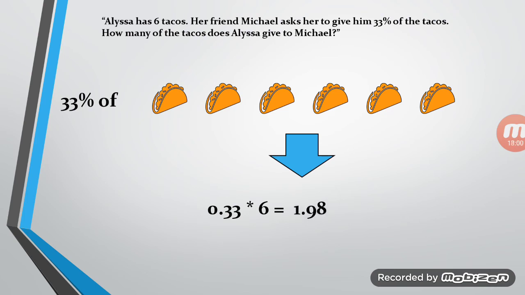Now, it's kind of difficult to give someone 1.98 of a taco. So Alyssa has given Michael 2 tacos, and the way you figure out 2 is simply by rounding. So you see the 1 next to the 9, you simply round up, and you'll get 2.